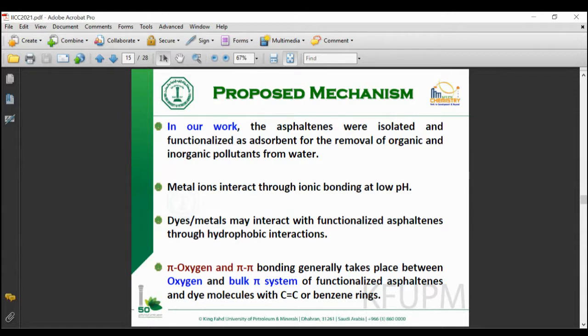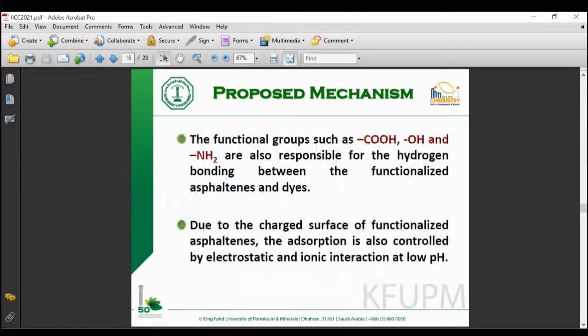Chemistry is very simple. If you use dyes, there's a pi-pi interaction or an interaction with the oxygen lone pairs. I mean, the carbon-carbon double bond, we have the electron cloud there. They can interact. For the metals, we have these carboxylic acids at the lower pH. There will be carboxylate ion, and we have the cation, so they can interact.